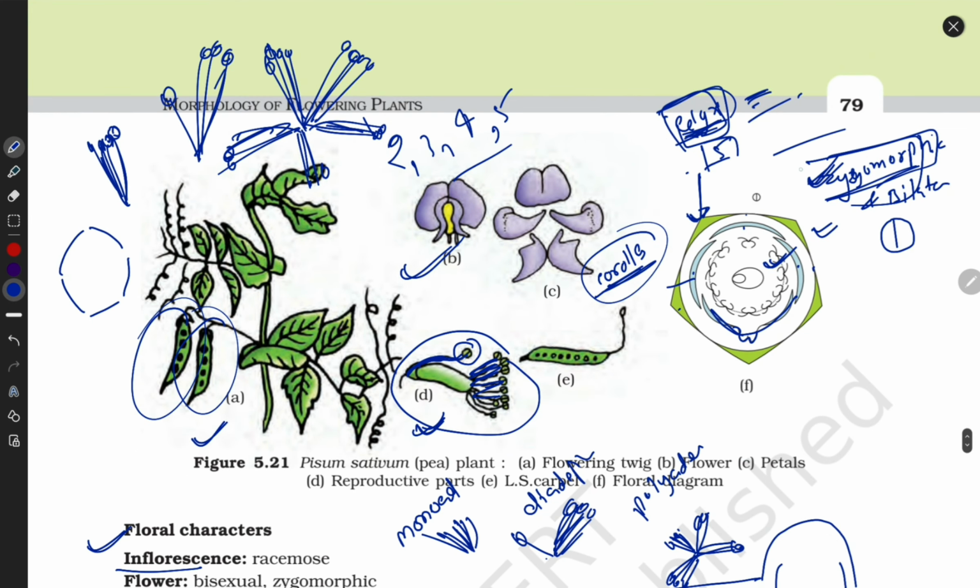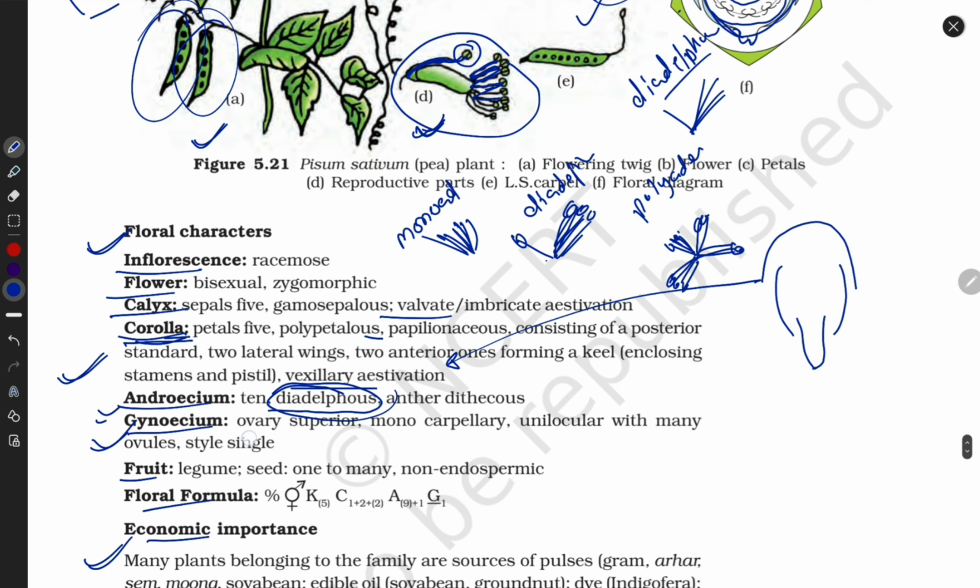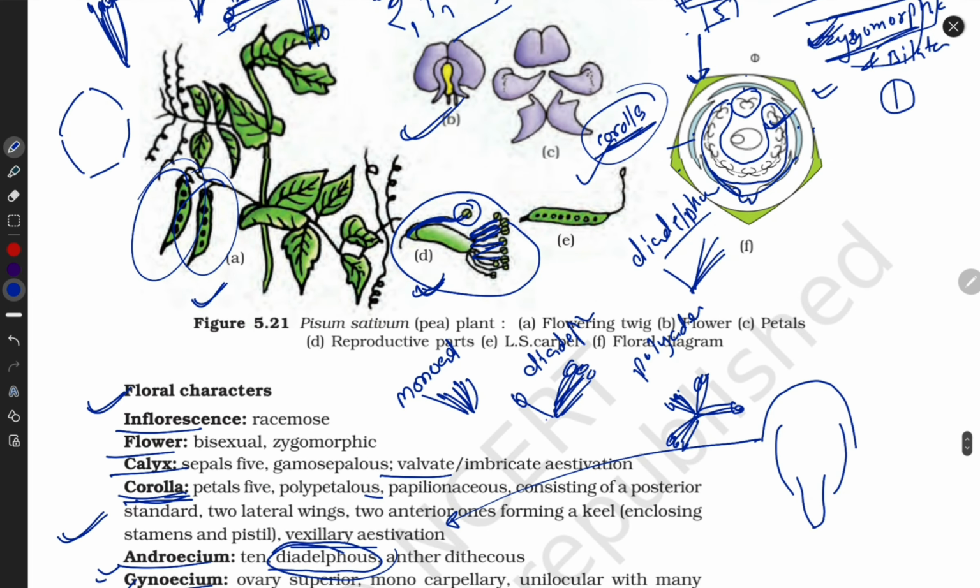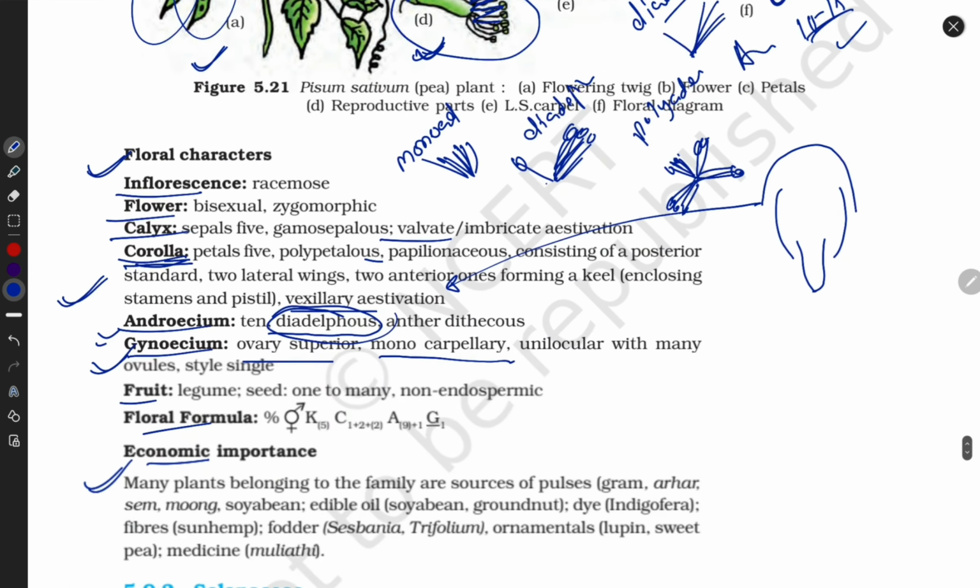You have to write about what zygomorphic is, about calyx, and about corolla. Then move towards the androecium part. What kind of arrangement? This set is attached. One set is this and another set is this. Clear or not? It means they are diadelphous, two sets. Next is gynoecium: ovary superior, monocarpellary. Look at here, ovary superior, and their arrangement. If you remember this, you can easily write 10 to 15 points. You have to explain that androecium is the male part and how it is arranged. For gynoecium, you have to explain that this is the female part and how it is arranged.